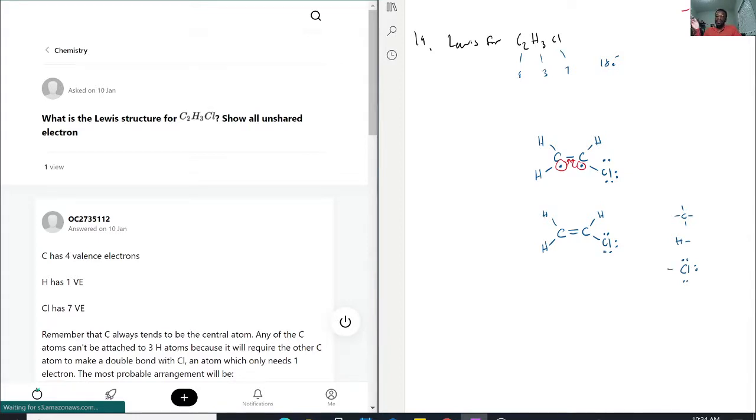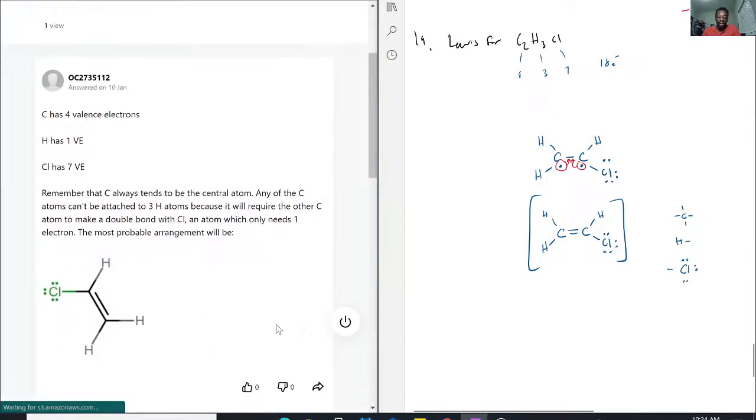With that being said, the Lewis structure for this is indeed going to be just that. And we are showing all the unshared electrons. They would all be on the chlorine. And so, that's what we're given. This is the Lewis structure.